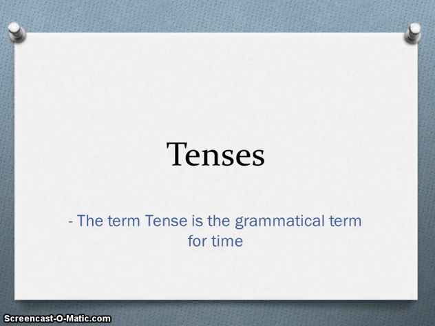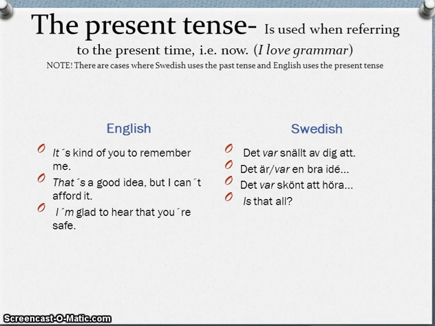This is a presentation of the different tenses in the English language, and the term tense is the grammatical term for time. We have the present tense, which is used when referring to the present time. That means now. For example, I love grammar.